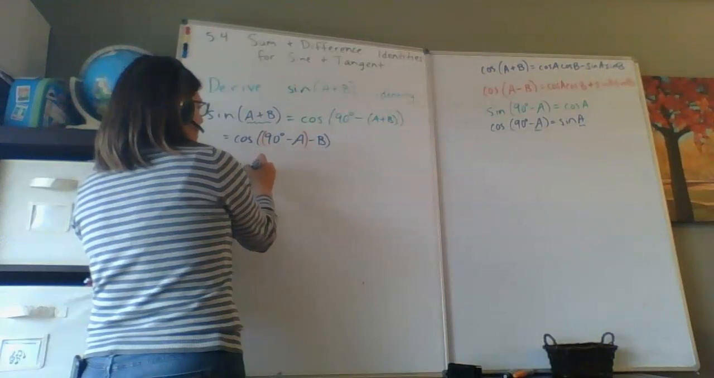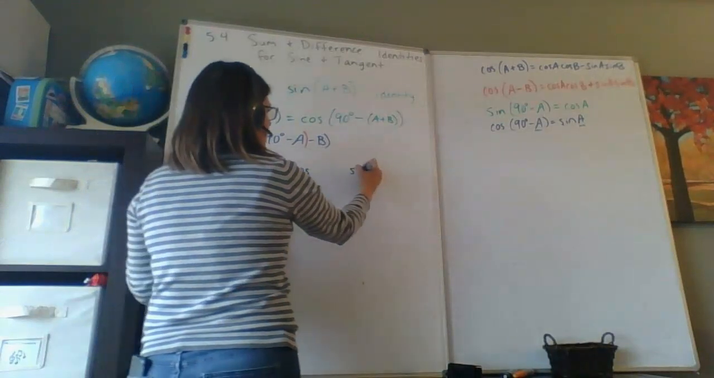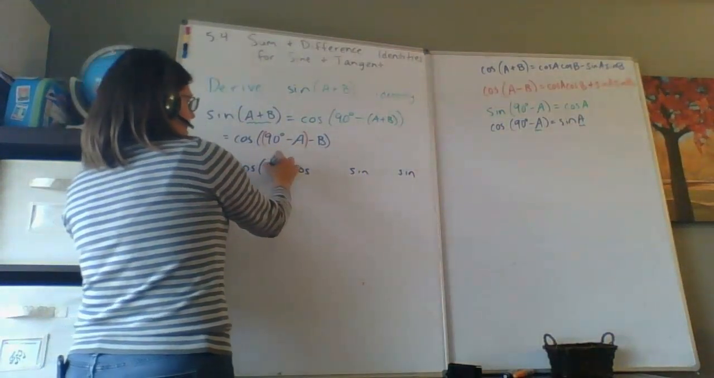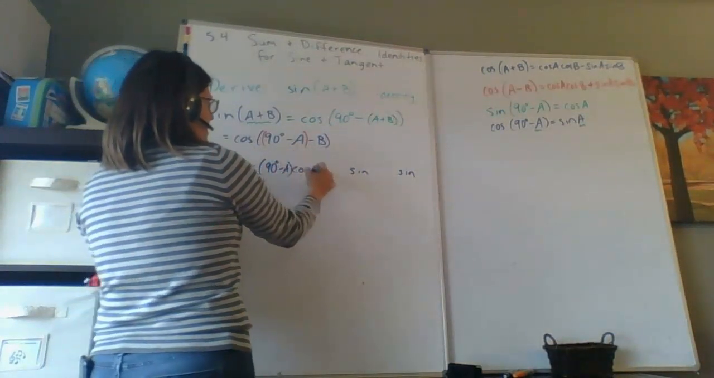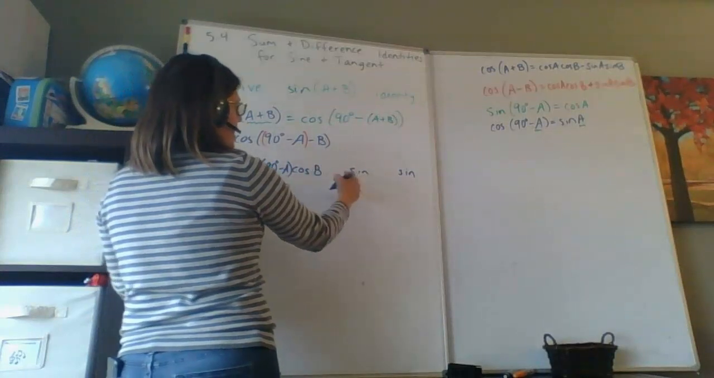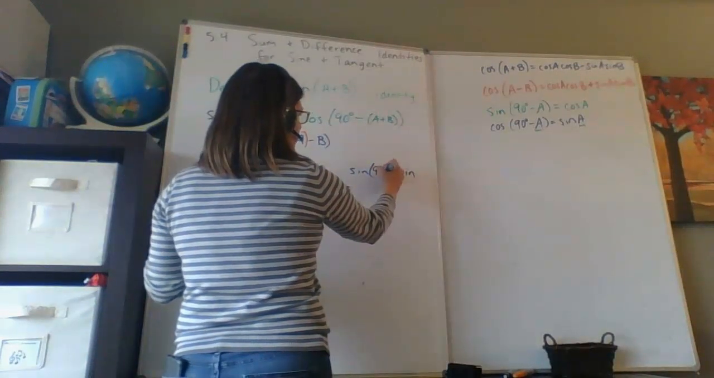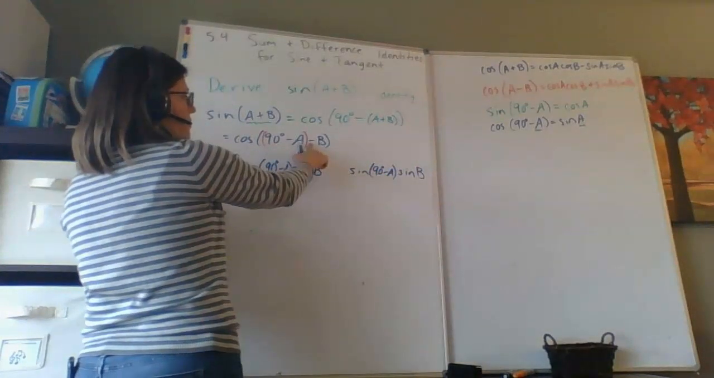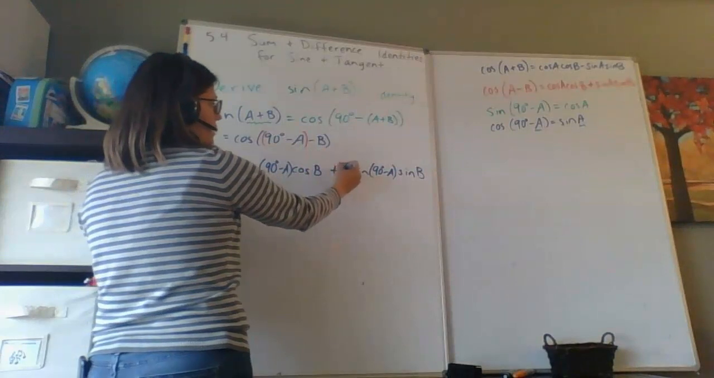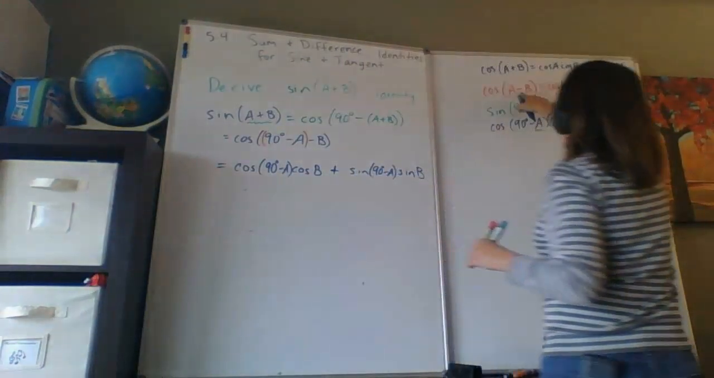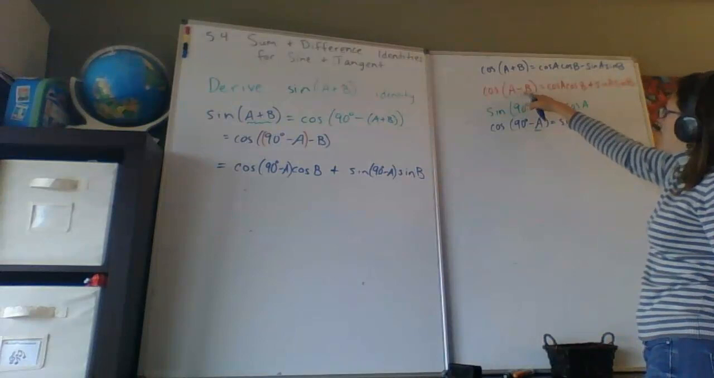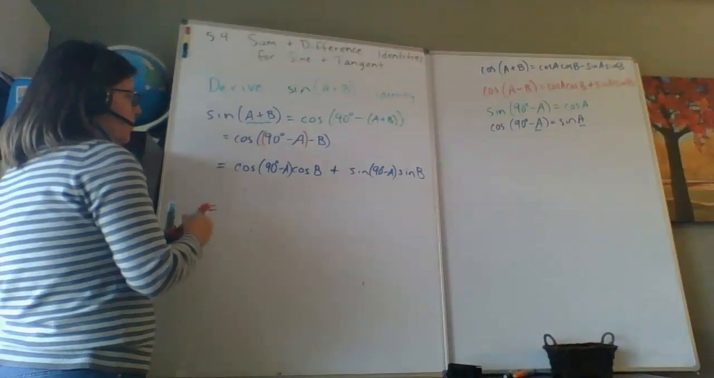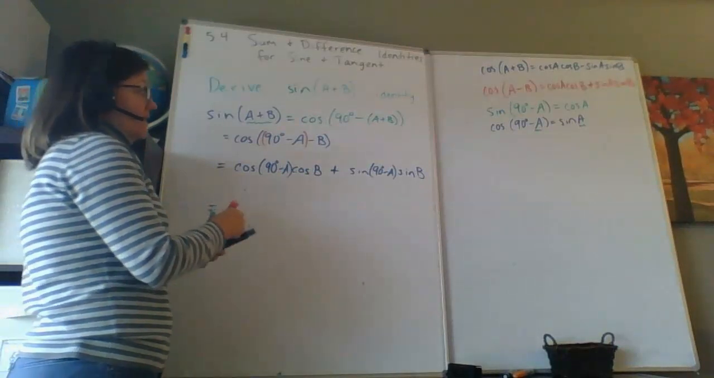So we get cosine, cosine, sine, sine, and the first angle is 90 degrees minus a. The second angle is b. Again, the first angle is 90 degrees minus a, the second angle is b, and because it's a minus here, we flip it to a plus, because the minus in cosine a minus b is a plus on the other side of the identity. Now we are going to use the cofunction identities again.